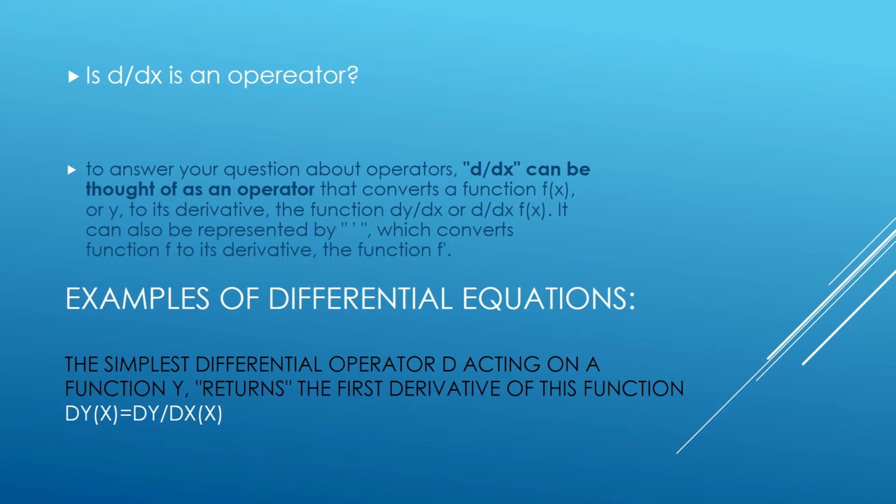What are the examples of the differential operator? In the simplest differential operator, D acts on the function y and returns the first derivative of the function. As we can see here, d by dx can also be written as the capital D, which returns y dash. It can also be written as dy of dx, which implies dy by dx of x.